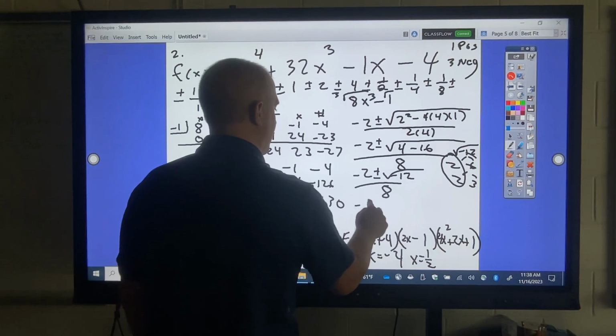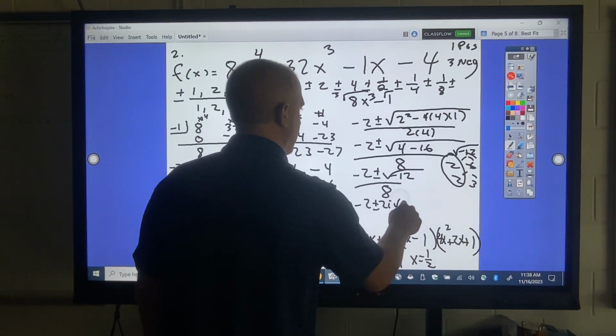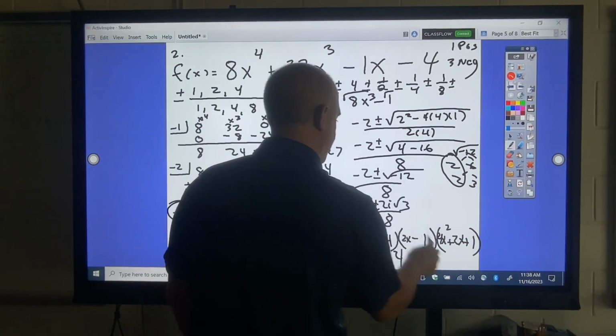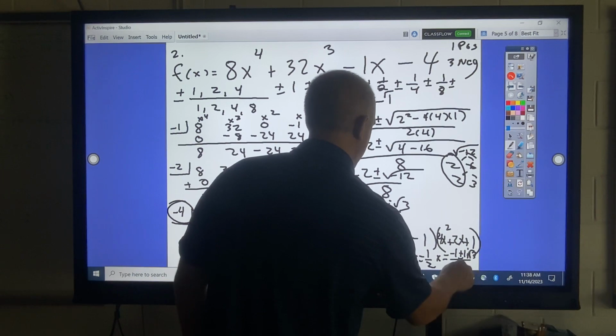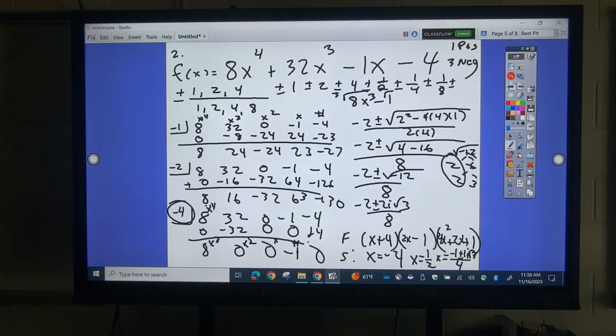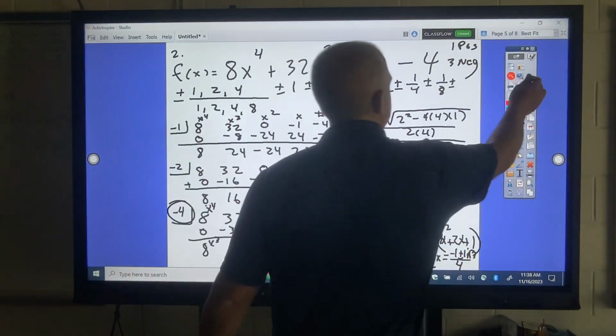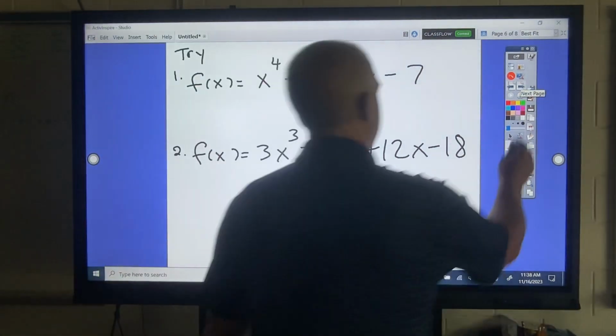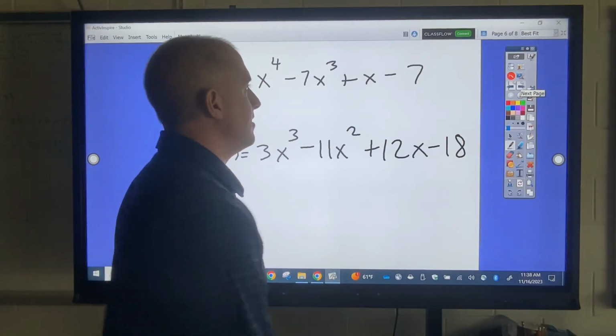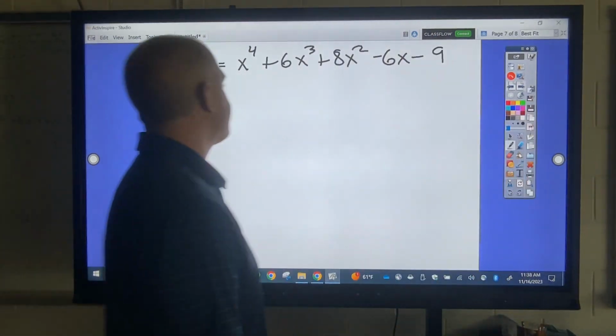And since that's negative, I have the i. All those are divisible by 2. So x equals negative 1 plus or minus i square root of 3, all over 4. So that's how you do that. Why don't you guys go ahead and try those. And now I'm going to demonstrate one more.